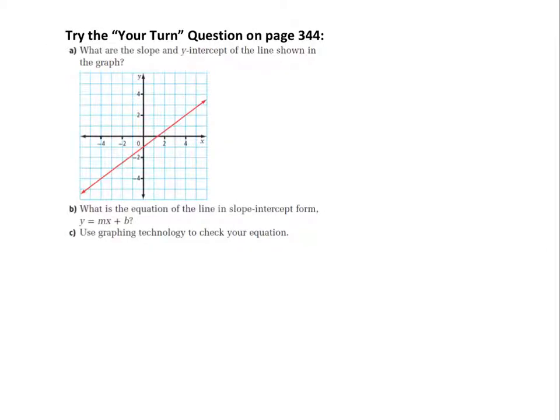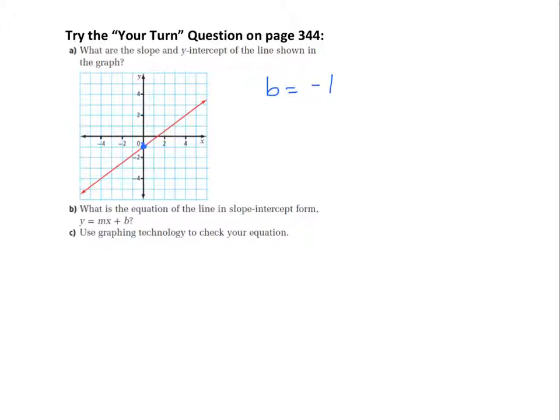For a little bit more practice on this slope and y-intercept and writing the equation of a line, we are going to look at the Your Turn question on page 344 in the textbook. What are the slope and y-intercept of the line shown in the graph? So the first thing you want to look for is the y-intercept, where the graph crosses the y-axis, which is at -1 on the y-axis. So your b value, or y-intercept, is -1.